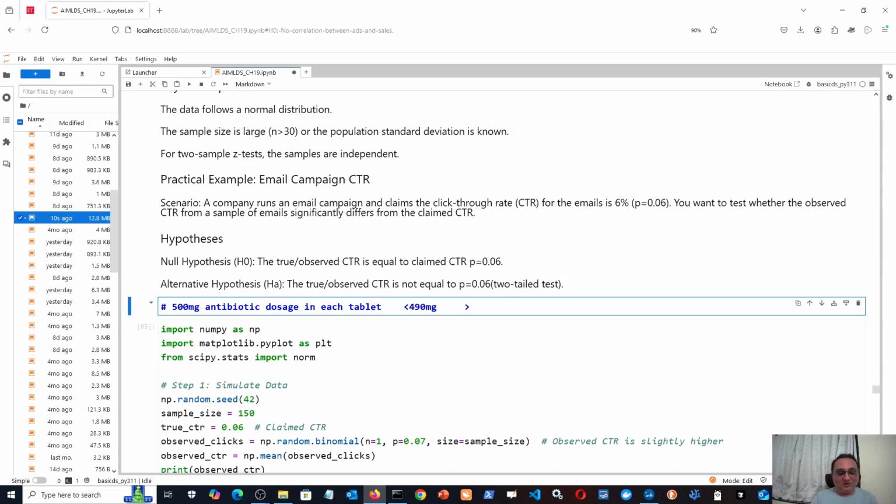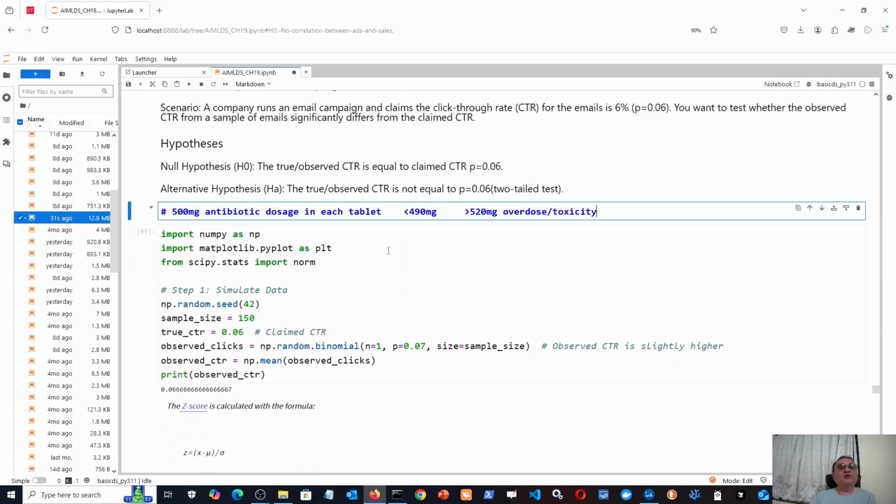But there is another problem also. If it is greater than say 520 milligram, then that is also an issue, because that might lead to overdose and toxicity. Okay, and in medicine that can even be life threatening. So if you are a medical manufacturer giving the subcontract to some other company to manufacture under your brand name, then you will not allow a lesser value, and you will not allow a higher value either.